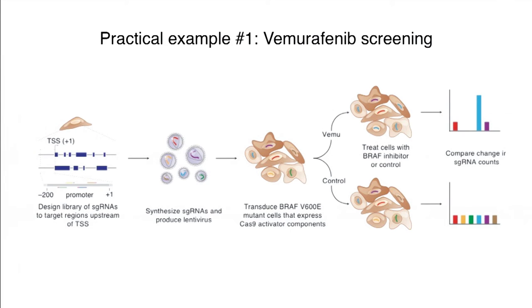The problem with vemurafenib is that resistance quickly develops, as quickly as 2 weeks after we treat with BRAF inhibitor or control. You can see the resistant cells with the perturbations that confer the resistance grow more quickly, and these cells will be more enriched in the final population. So this is a positive selection screen. At the end of the screen, we want to compare the change in counts of sgRNAs to determine which sgRNAs were enriched versus depleted.